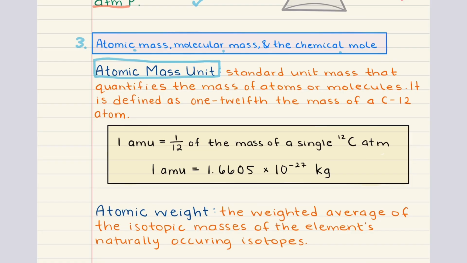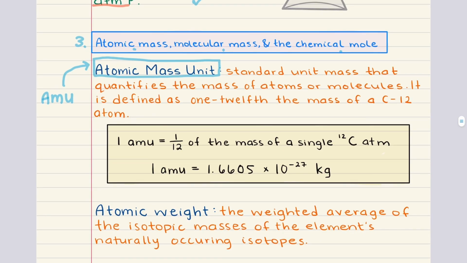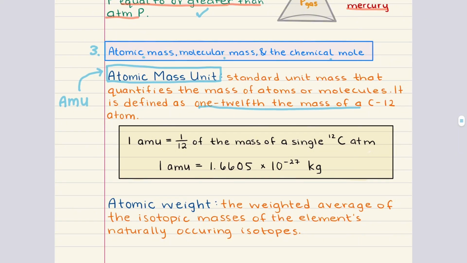Individual atoms are far too small to be measured conveniently in grams or kilograms, so scientists use the atomic mass unit, abbreviated as AMU. By definition, one atomic mass unit is exactly 1/12 the mass of a single carbon-12 atom. Numerically, this corresponds to 1.6605 times 10 to the negative 27th kilograms. This standard allows us to compare the masses of different atoms and molecules on a consistent scale.